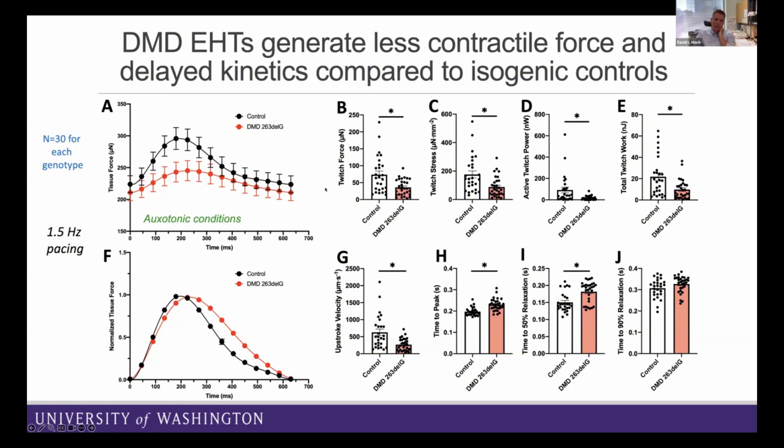So in some of the data I'll show you, the tracings are shown on the left and the quantitation of that data is shown on the right. So we can measure twitch force, twitch stress, active twitch power, and twitch work. If you then normalize each one of these curves so they can be overlaid, you can then also see a delay of contraction onset and a pronounced delay of relaxation. And those are also quantitated on the right.